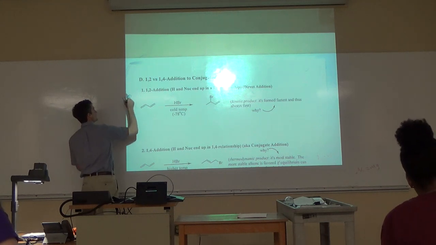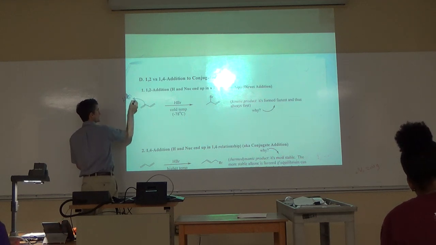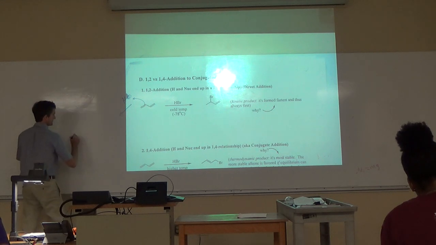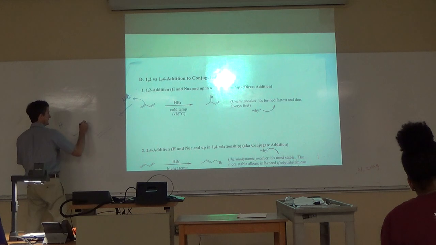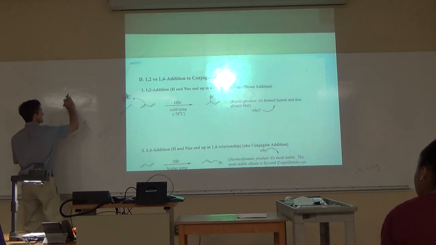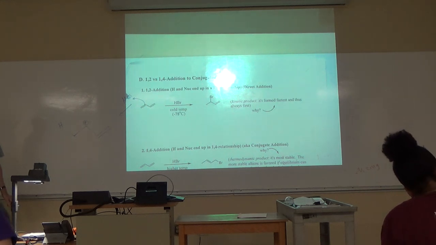We've got H+. Where are we going to make the cation, left or right? On the right, correct. So this swings out like this. Cation here. And what's the next step to get that product? The bromide attacks the carbocation. It's just nothing really new there.